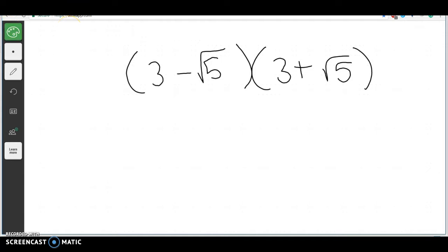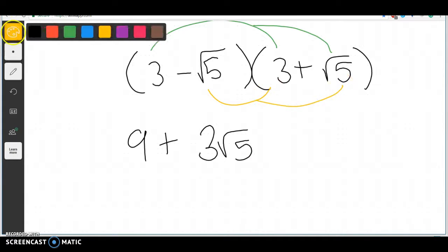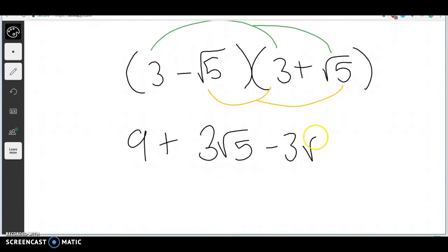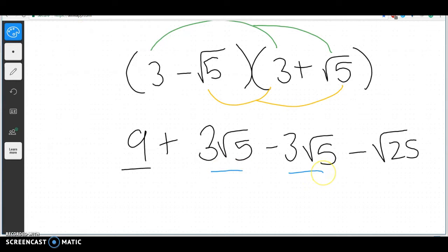So this is the last problem. I would distribute over again and get 9 plus 3 radical 5. I would distribute this one over and I would get negative 3 radical 5 minus radical 25. Now 9, I know, that's nothing. These can combine because they both have like terms, but I have a positive 3 and a negative 3, so they actually both cancel this time, or give you 0 radical 5, which you know is nothing.